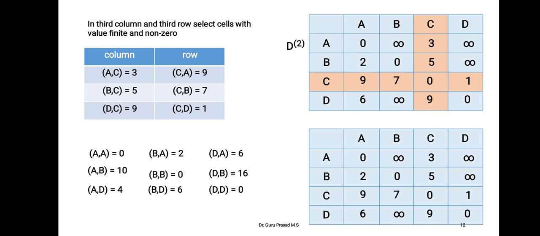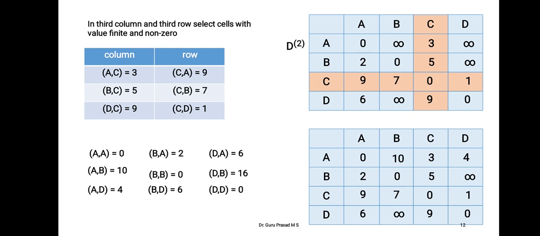Okay, in the third column and third row, we got 9 new values and all those values you have to update in the matrix. Okay, A to A is 0, already in the matrix A to A value is 0, and A to B value is 10. In the matrix A to B value is infinity, infinity replaced by 10. Next, A to D, new value A to D is 4. Okay, in the matrix A to D value is infinity, infinity replaced by 4.